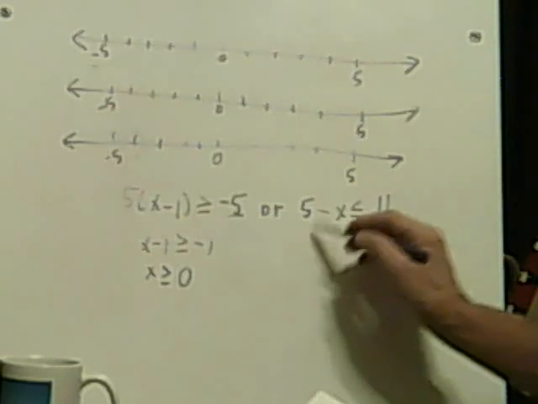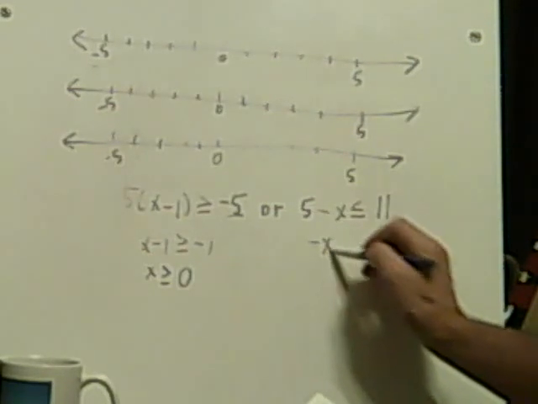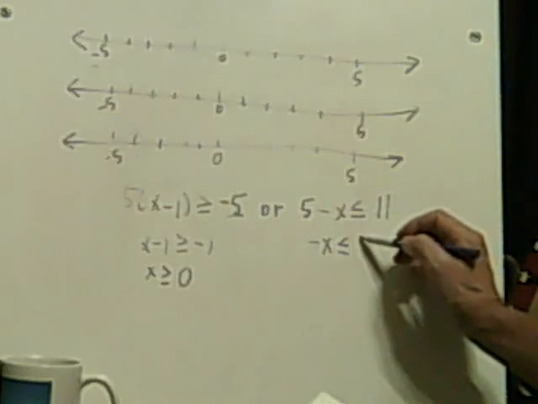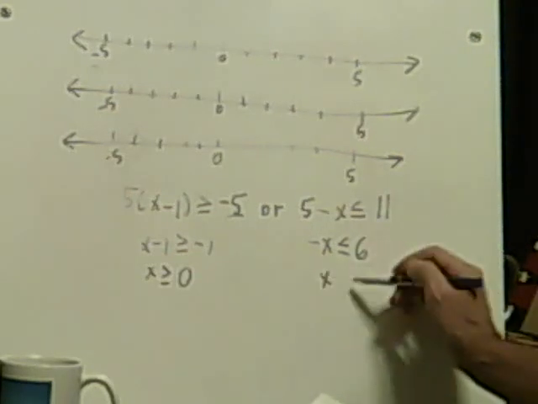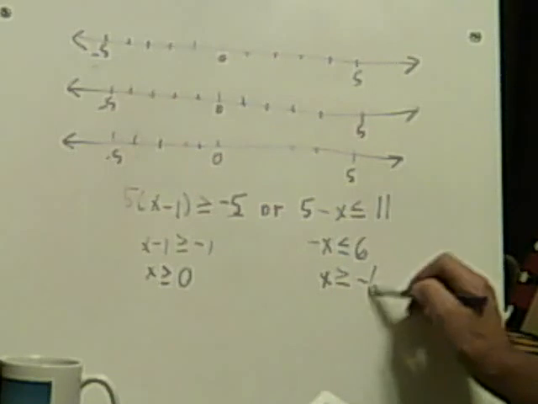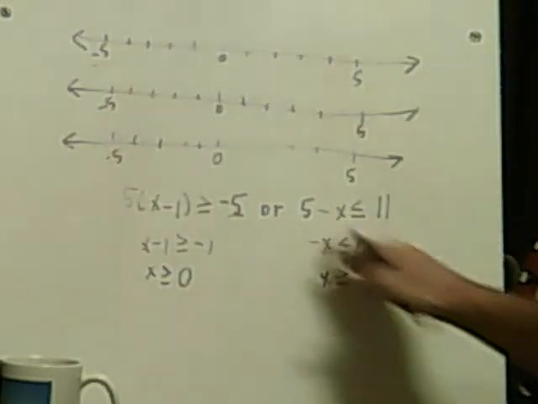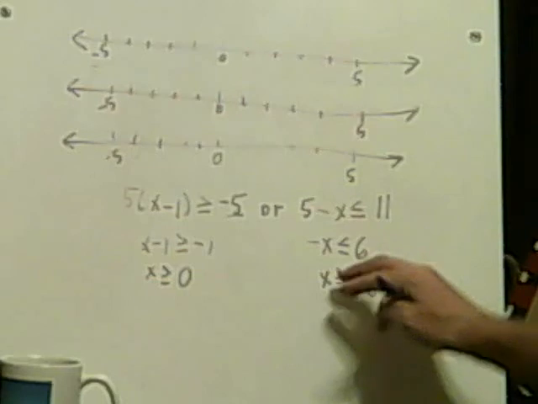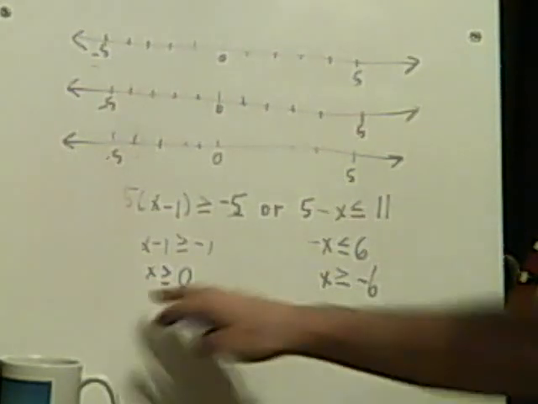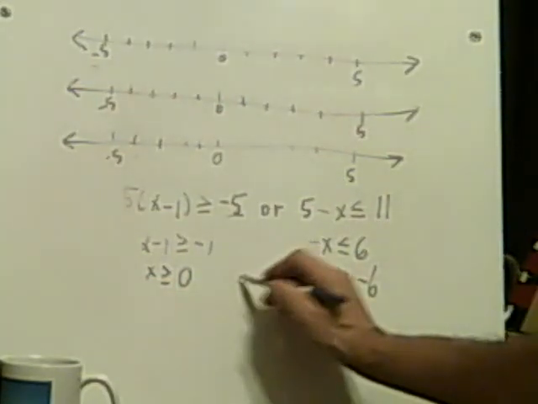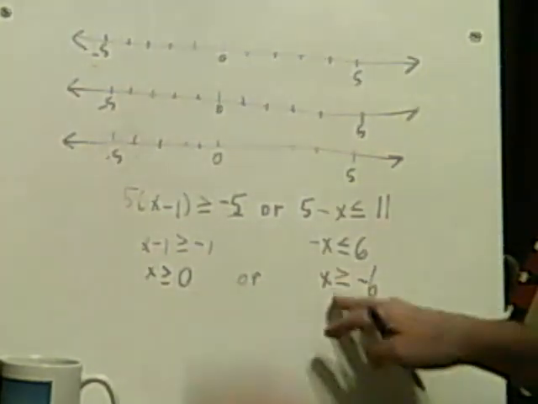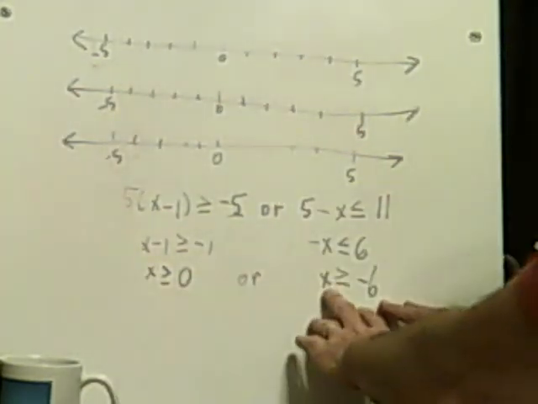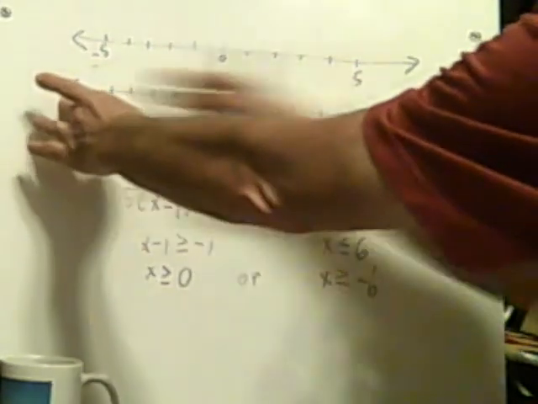And on the side over here, we're going to have -x less than or equal to, we're going to subtract the 5 from both sides, and we're going to get 6. And then that's going to be x greater than or equal to -6, because when you bring over the -1, we have to flip that. So x is going to be greater than 0, or greater than -6. But you can see here that that's just going to be x greater than -6, because -6 goes from here to the right, 0 goes from here to the right.